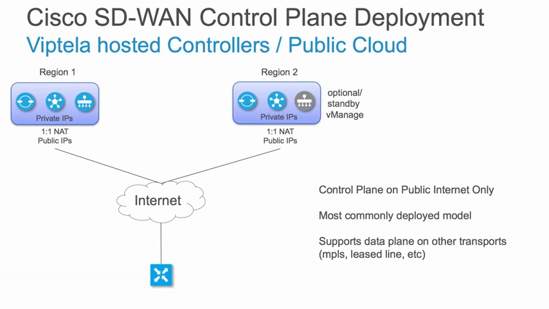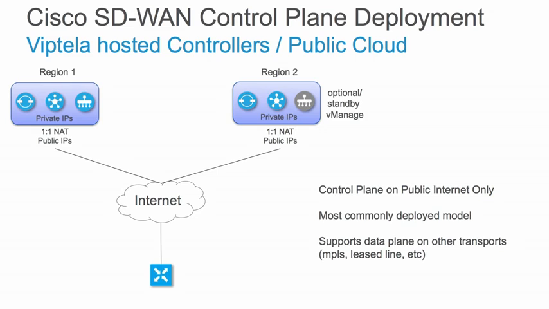vManage is deployed as active in one region and is deployed in a cold standby mode in the other region. The backup vManage is manually brought up in DR situations where the primary active vManage is down and cannot be recovered. IP addresses assigned to the interfaces are private IP addresses from the RFC 1918 range, and AWS provides one-to-one NAT translations to public IPs for all the controllers. Control plane is established across controllers and the remote vEdges on the public internet.